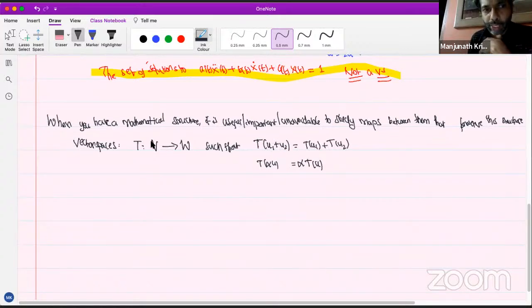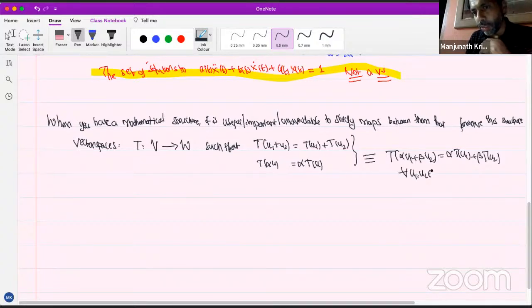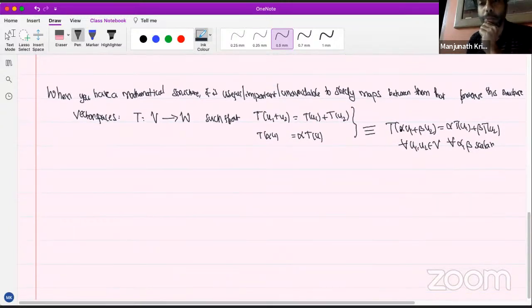So if you add two vectors in V and then map it, it should be the same as mapping them and then adding them. Or if you do scalar multiplication and then take the mapping, it is the same as mapping first and then doing the scalar multiplication. These two can be combined in one line if you like: T of alpha U1 plus beta U2 should be alpha times T of U1 plus beta times T of U2. Instead of writing two lines, you can write this, but this should hold for all U1 and U2 in the vector space V and for all scalars alpha and beta. I'll just write scalar, which means it's either reals or complexes.